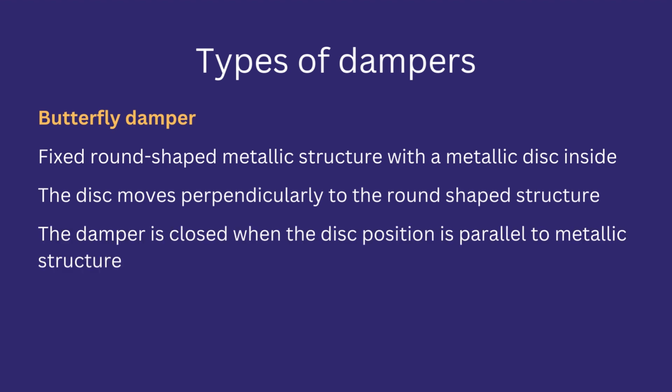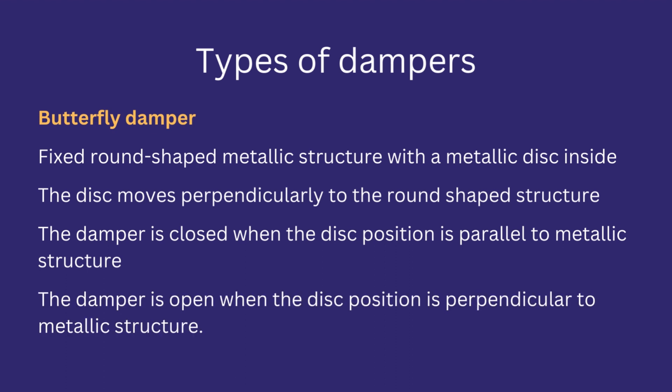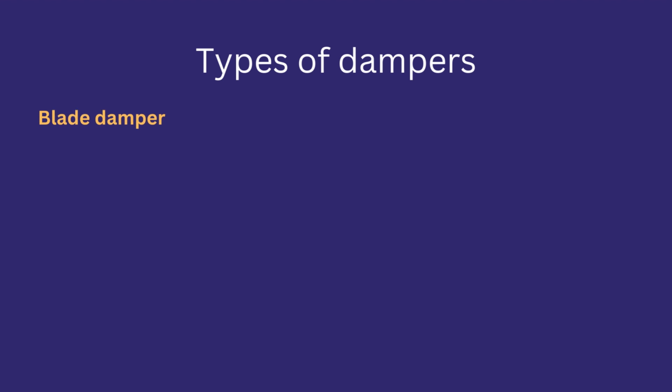The damper is closed when the disc position is parallel to the mechanical structure, and in this position, no fluid can flow across it. Similarly, the damper is open when the disc position is perpendicular to the metallic structure and the fluid can flow across it.